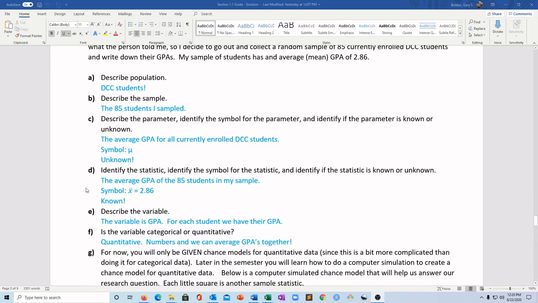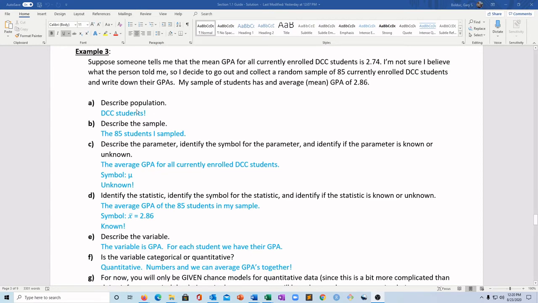So let's go back through, taking these steps all over again. What's the population? Who am I looking at? I'm looking at DCC students. Okay, describe the sample. Well, out of that big group, who did I actually talk to, or who or what was I actually looking at? The 85 students. That's who I actually grabbed onto, not really, but grabbed onto and got information from.